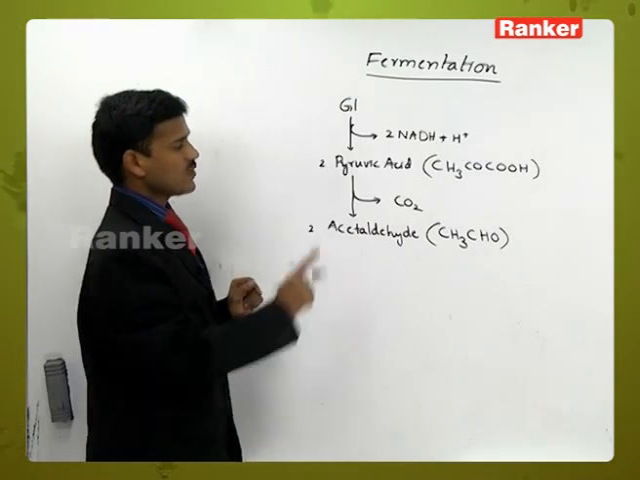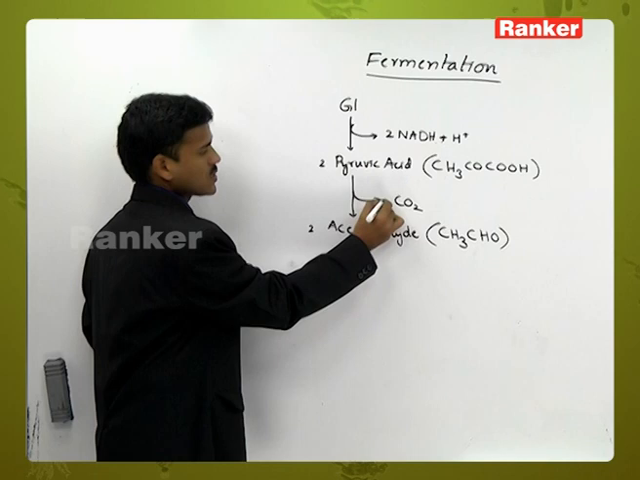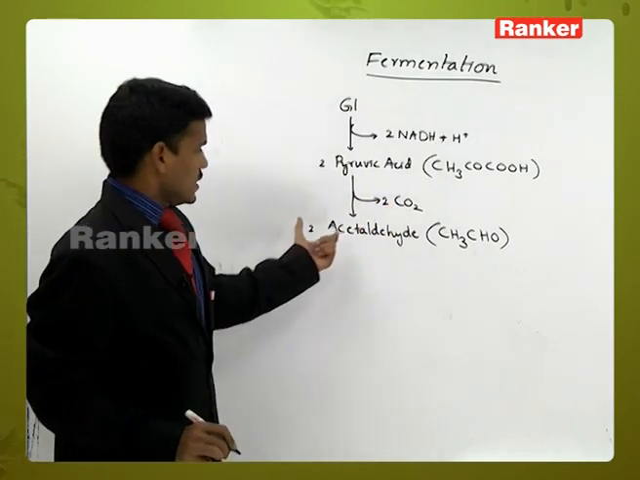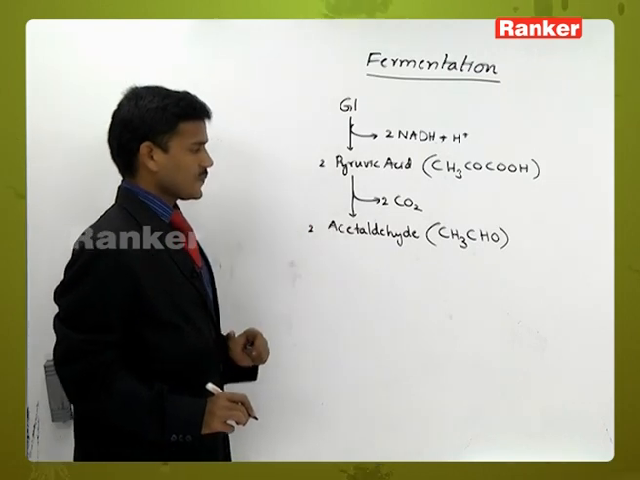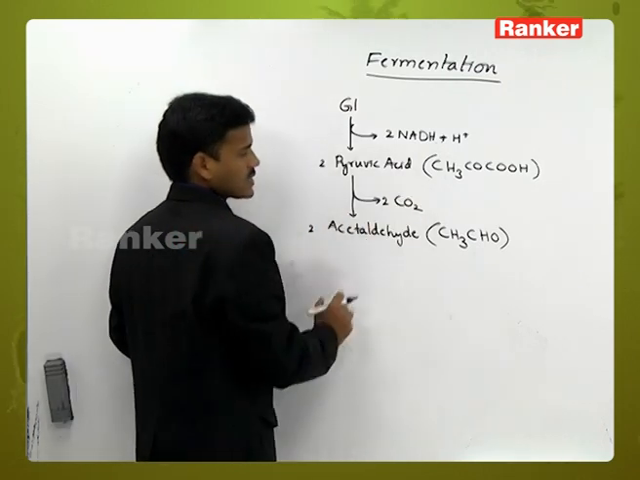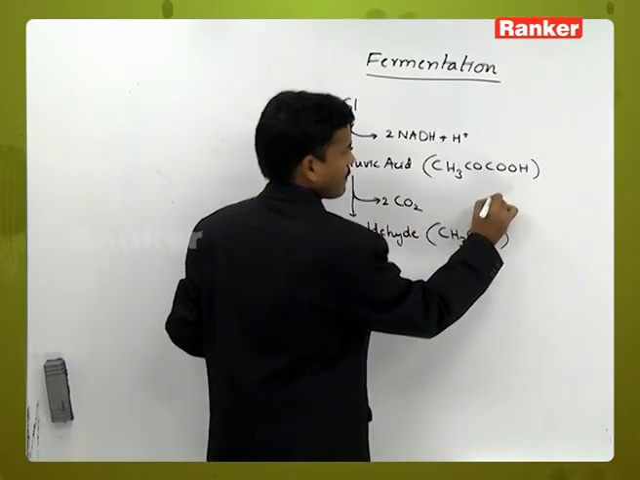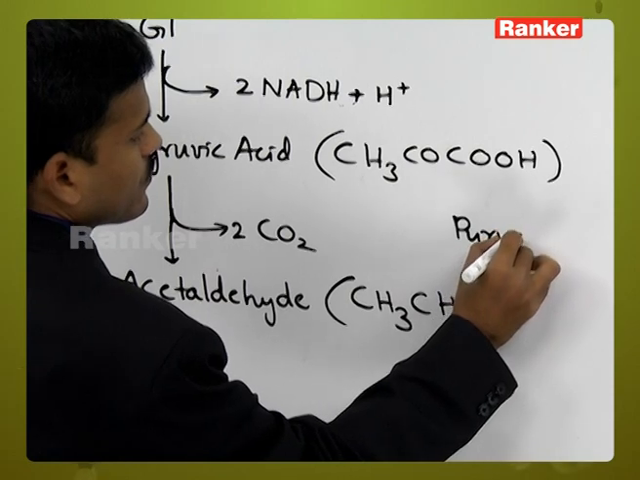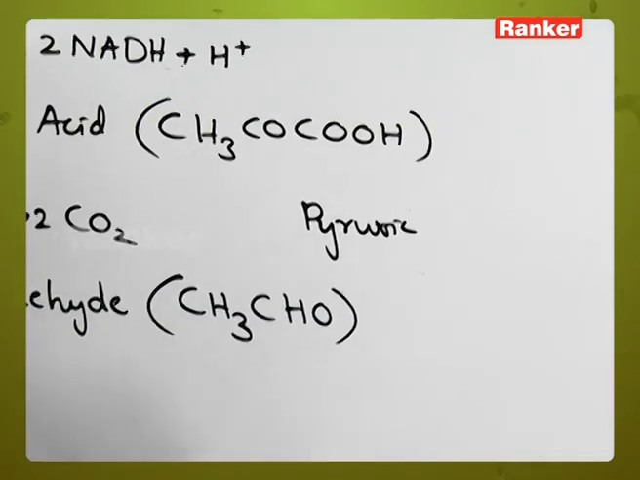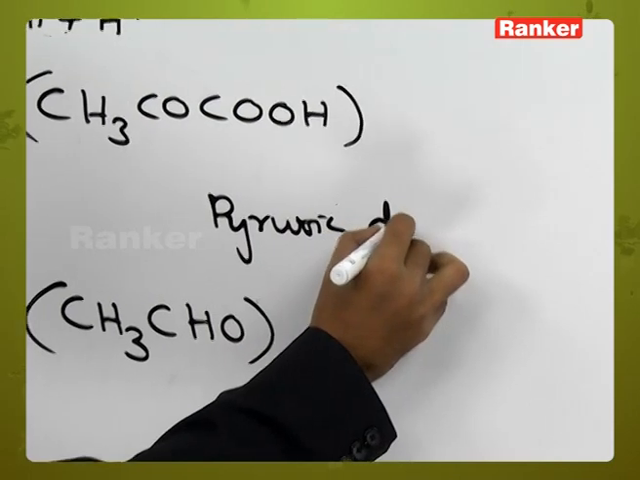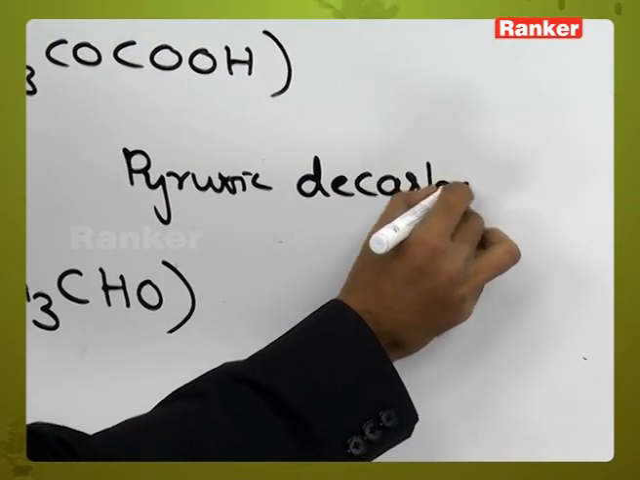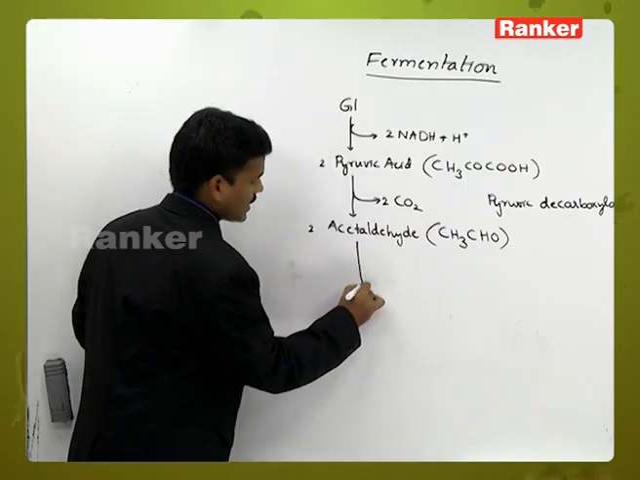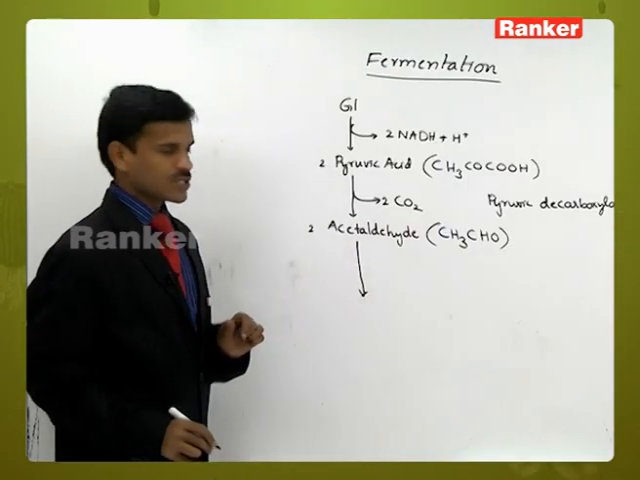From each pyruvic acid, one CO2 is removed. From 2 pyruvic acids, 2 CO2s are removed. So after the removal of carbon dioxides, it is converting into acetaldehyde. This reaction is catalyzed by pyruvic decarboxylase. And acetaldehyde is undergoing one dehydrogenation reaction.